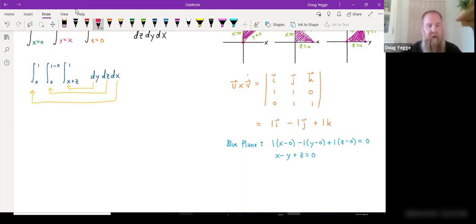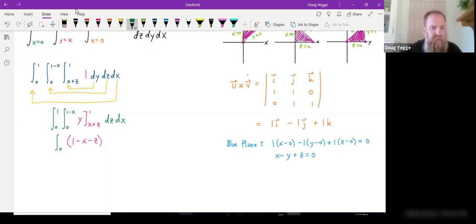So we're going to integrate with respect to y first. The integral of 1 dy is y, evaluated from x plus z to 1. So that's going to give us 1 minus the quantity x plus z, which is 1 minus x minus z. But notice that each of those is now going to have to be integrated from 0 to 1 minus x for z, and from 0 to 1 for x. So the next thing to do here is to integrate in terms of z, dz.